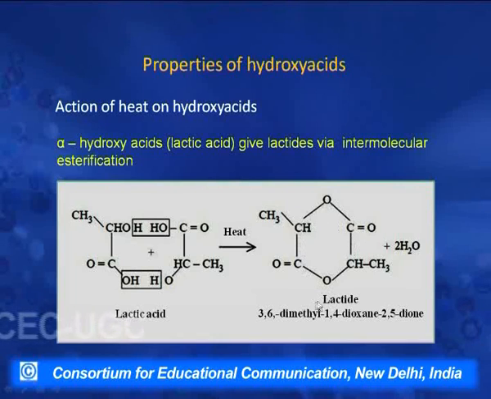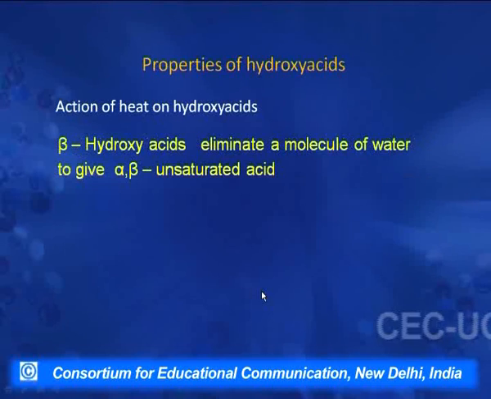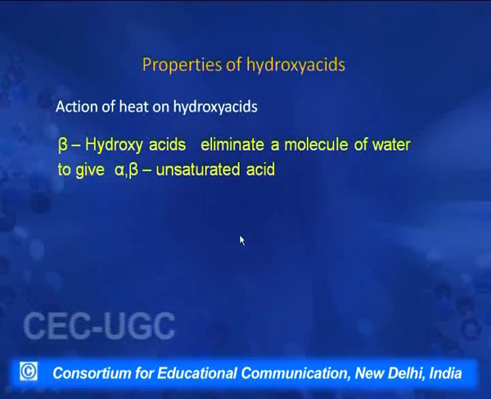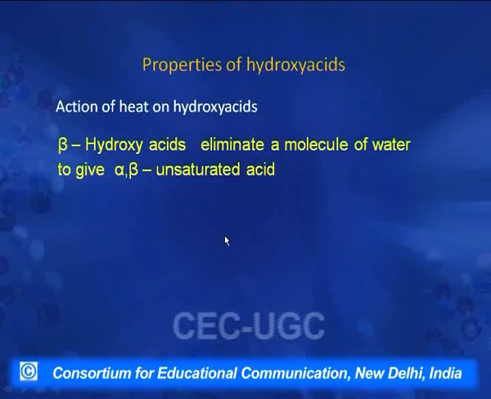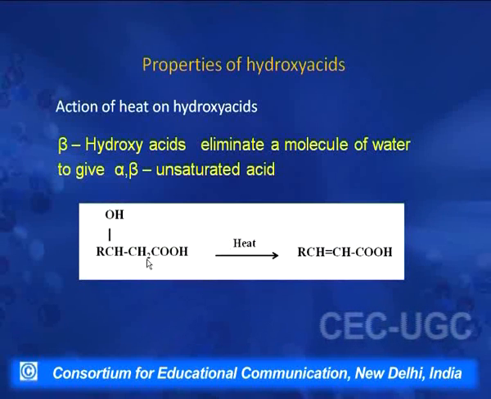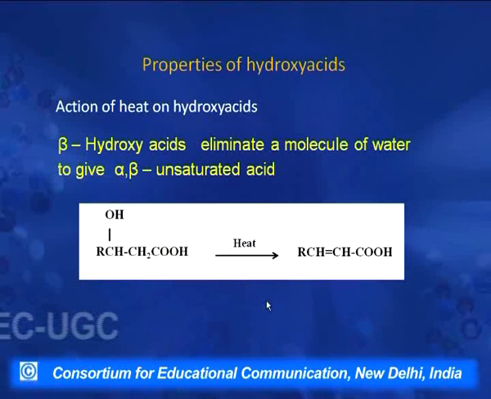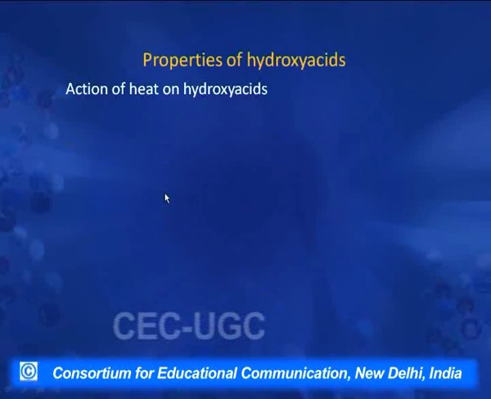These diesters are named lactides, and the compound that is obtained from lactic acid, we name it as 3,6-dimethyl-1,4-dioxane-2,5-dione. Beta hydroxy acids on heating eliminate a water molecule by taking hydrogen from the alpha carbon and giving us alpha beta unsaturated carboxylic acids.